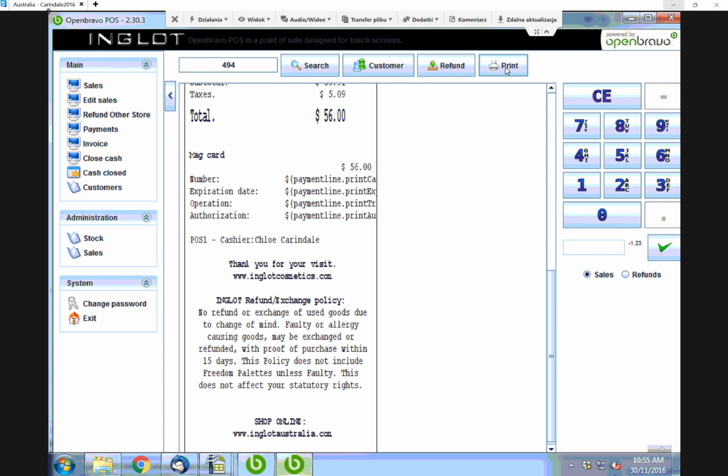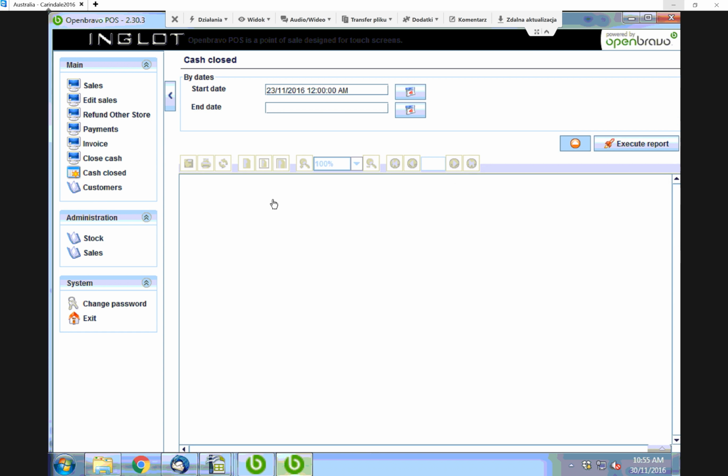So this was processed on card. So this might explain why, let's say we were $56 down in cash, because we've processed this as a cash transaction. So what you would do is you would print this off and then staple that to your daily cash up sheet and just explain to David that the reason why there is a variance is because it was processed on the wrong payment type.